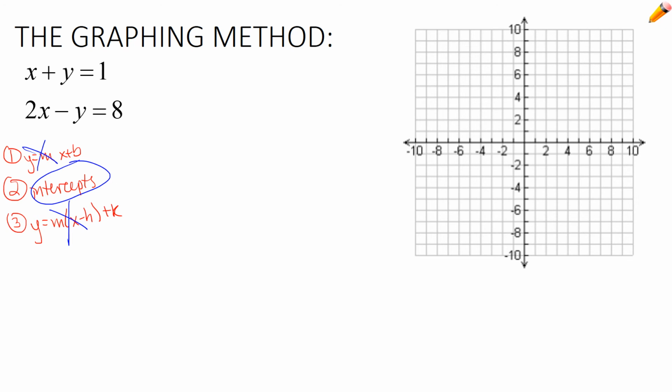So that means that I'm probably going to want to use intercepts, which is also known as the cover-up method. So what that means is if we plug in 0 for x and solve for y, and then plug in 0 for y and solve for x, that's going to get us two intercepts that we can put on our graph. So for this first equation, I'll do it in red.